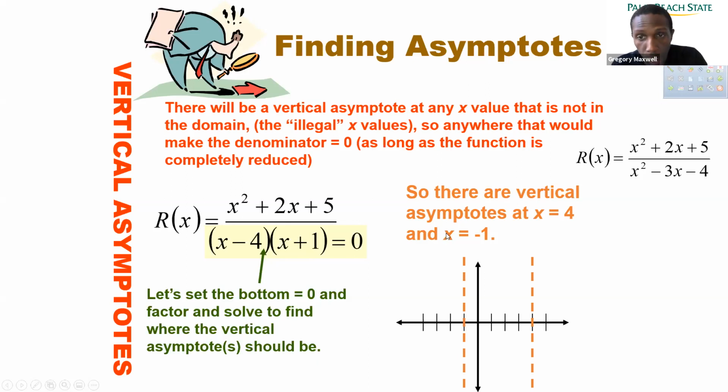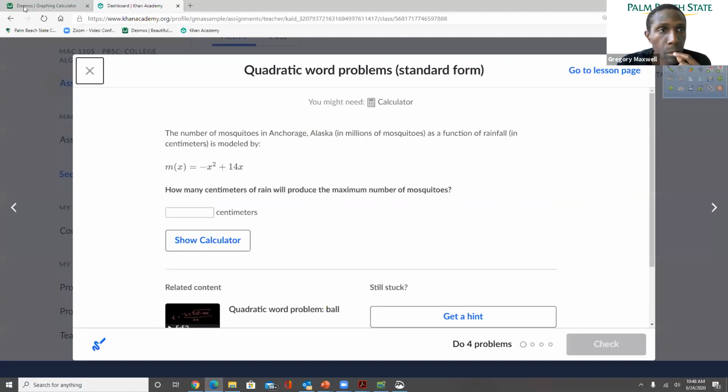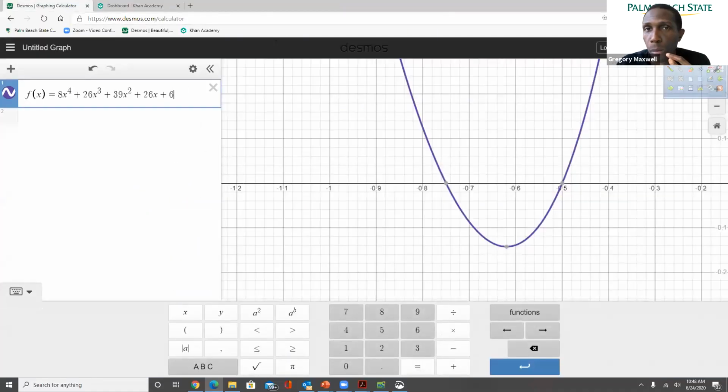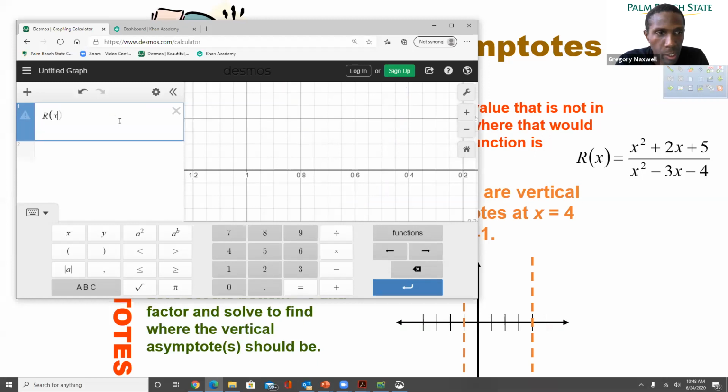Now let's see what this looks like on Desmos. I'm just going to call it R of x, just to keep it consistent here, equal to, I'm putting the numerator in parentheses, x squared plus 2x plus 5, and then divide by, which is just this division symbol here, parentheses, x squared minus 3x minus 4. And then let's see what the graph of that looks like.